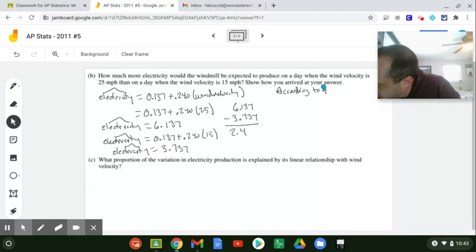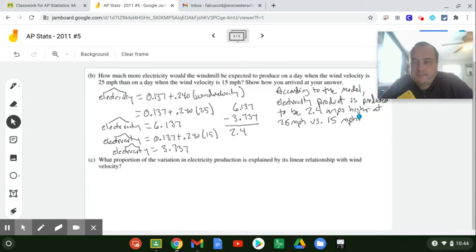So according to the model, electricity production is predicted, and we want to make sure we use that word predicted, to be 2.4 amps higher at 25 miles per hour versus 15 miles per hour. So that would be the first option to do it here.